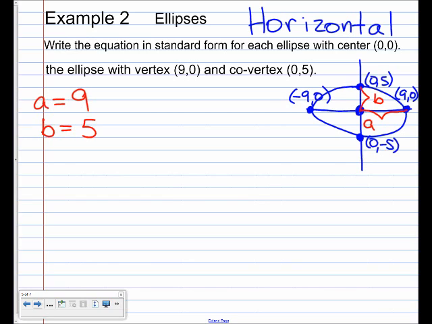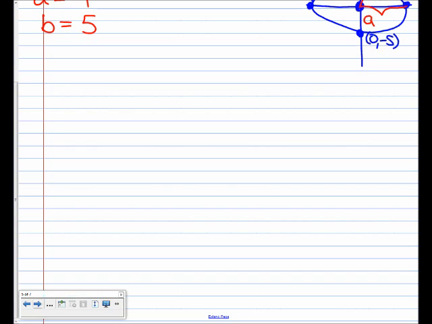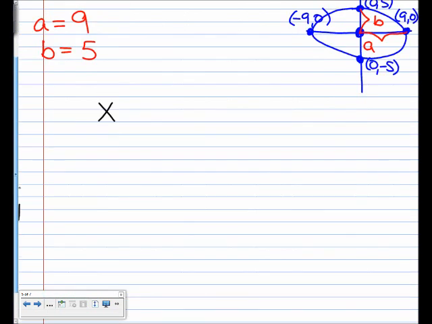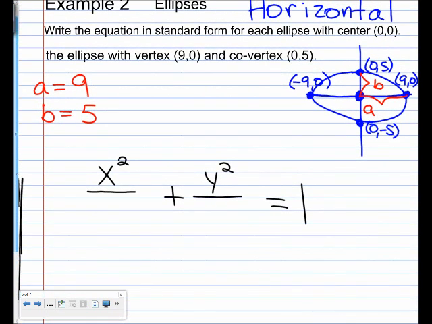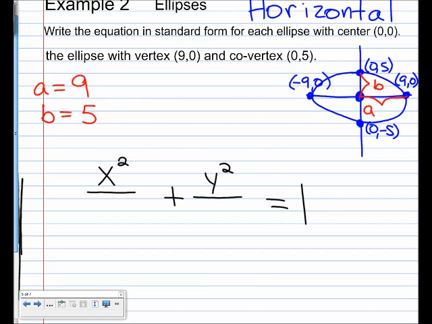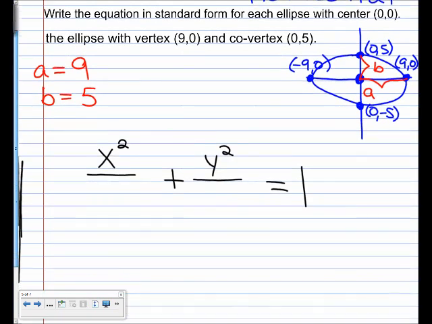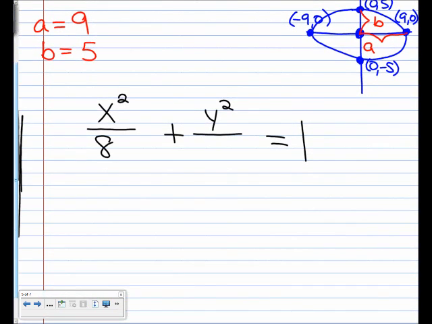I'm always going to start with what letter? I'm always going to start with x. All right, the center is 0, 0 again, so I'm just going to have x squared over something plus y squared over something equals 1. So this time, though, it's a horizontal ellipse. So that means which one's going to get the largest denominator? The x. So that's going to be a squared, which is 81, and b squared goes under y, which is 25. Excellent. Very good. Any questions about this one?